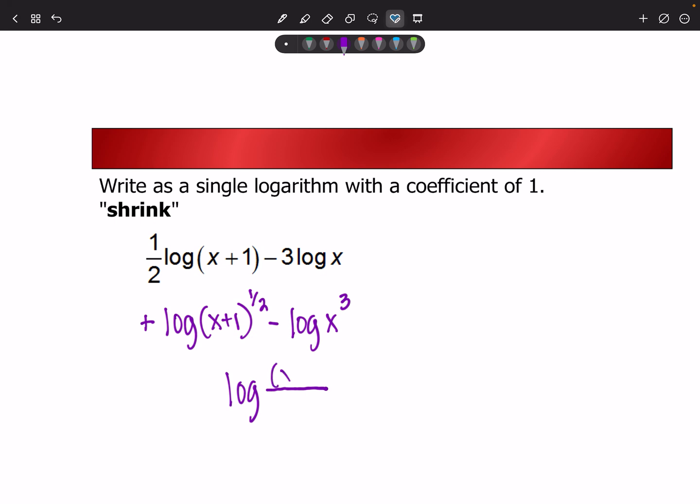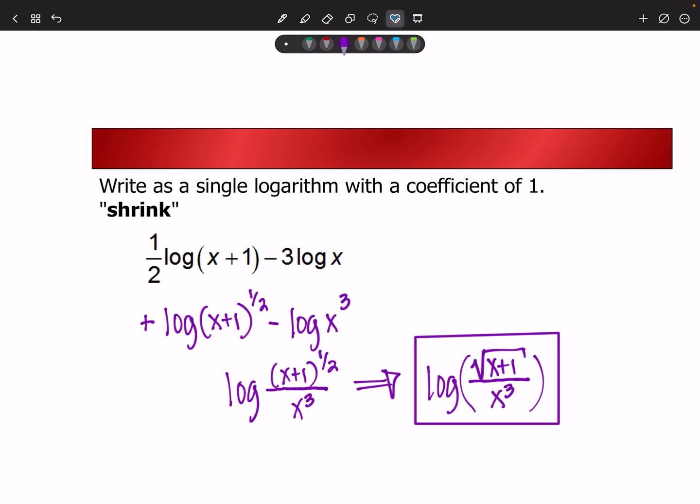The x plus 1 to the 1/2 goes in the numerator. X cubed goes in the denominator. And then my final step is to rewrite this as a radical. And that's going to be log, and then my fraction bar. I'm going to put parentheses around it as well. The square root of x plus 1 over x cubed.